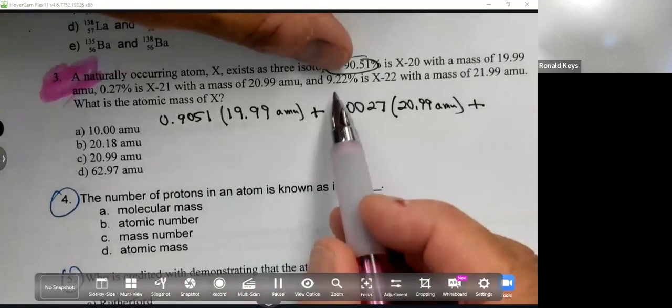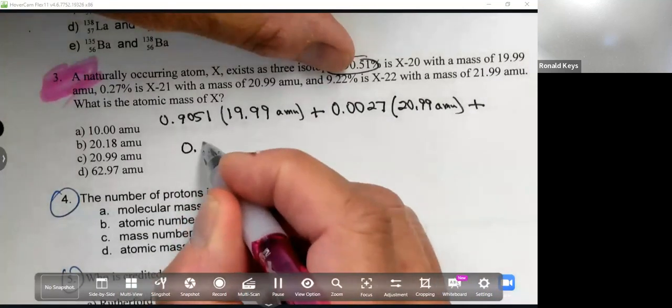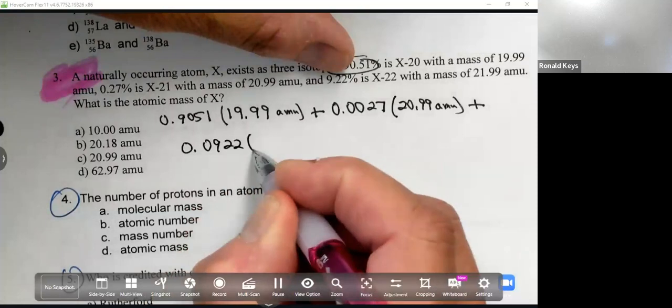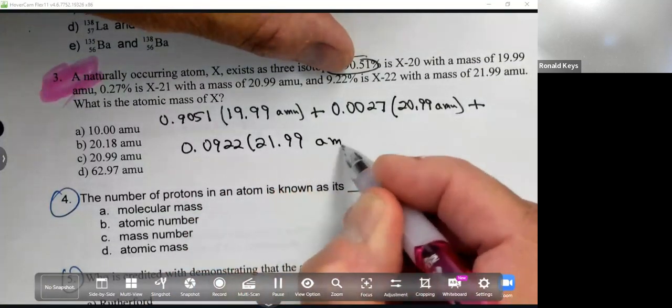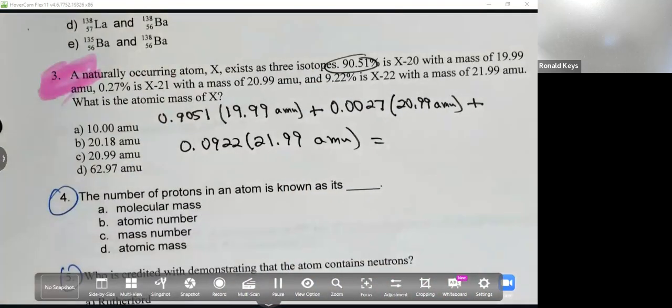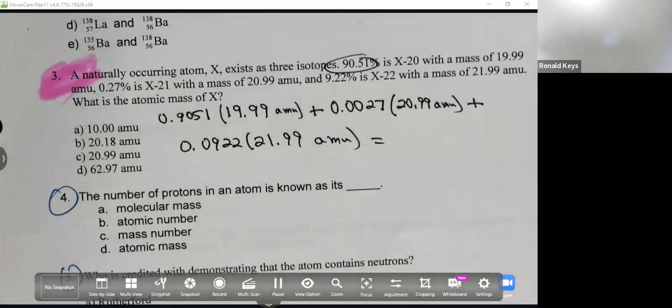plus we've got 9.2%, so 0.0922 times a mass of 21.99. That would do your weighted average. Hopefully that comes out to a correct answer. Does that work out? Yes, this one worked out? Okay.